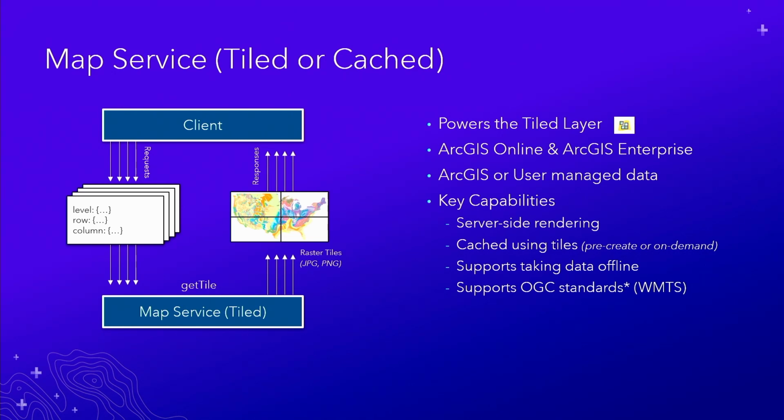Tiled map services can be published on top of either data that you manage and register with ArcGIS Enterprise, or data that's managed by ArcGIS and stored in the ArcGIS data store. So important capabilities to call out. These images are rendered server-side. They are cached using tiles. And one of the benefits of that caching and tiling is that it allows the browser to do caching as well, because these are standard images in the sense that not every image returned by the server is different.